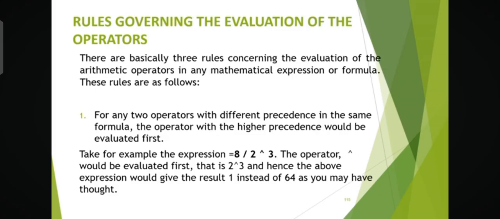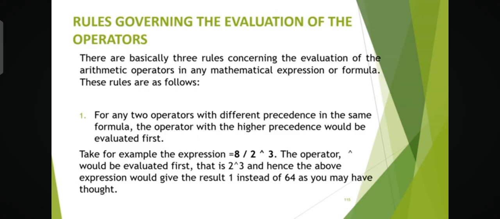So, rules governing the evaluation of our operators. There are basically three rules concerning the evaluation of mathematical or arithmetic operators in mathematical expressions or formulas. These rules are as follows. The first rule: for any two operators with different precedence in the same formula, meaning different order in terms of the table we just saw, the operator with the higher precedence, which is the one that is up, goes first.